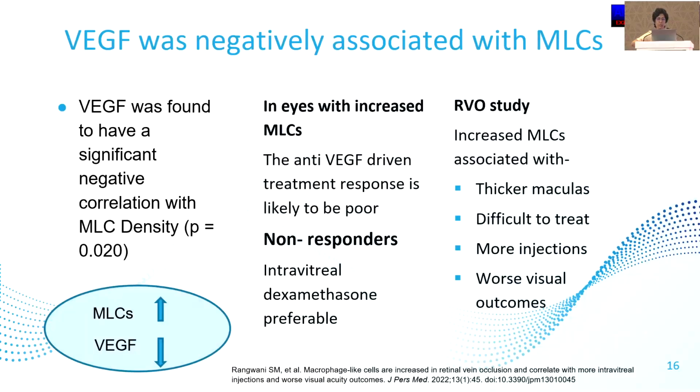And what we saw, surprisingly, was that the VEGF was negatively associated with the macrophage-like cells. So what it means is that when the macrophage-like cells increase, the VEGF level was seen to be reduced. And this indicates that in eyes with increased MLCs, the anti-VEGF driven response may be likely to be poor, because obviously there is no VEGF, so the anti-VEGF response might be poor.